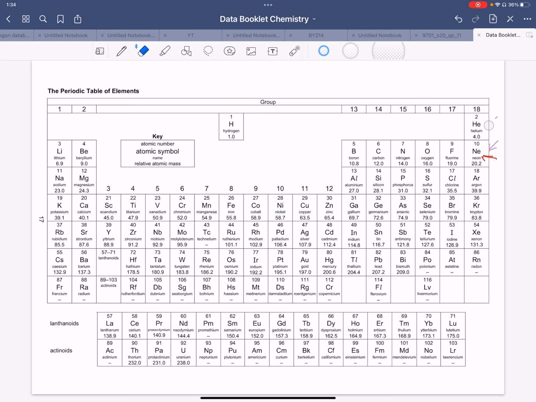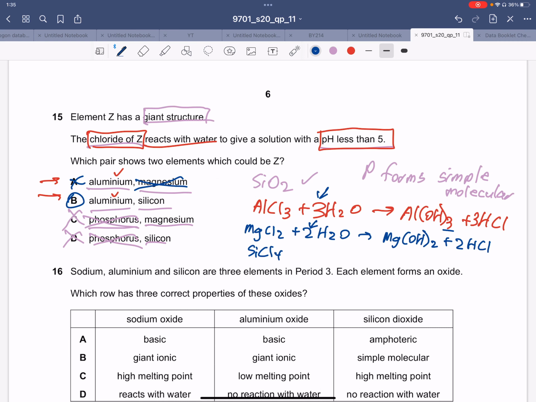Alright, if we look at silicon, it is right here, right below carbon, and we know that carbon has a +4 charge. So it will create SiCl4, because Si will be +4 and Cl is minus, so you'd have to have 4 chlorines. So knowing that, SiCl4 plus water, H2O, will give you silicon dioxide, because silicon dioxide is the compound that forms when you're reacting with water, and then you'd also get HCl, just like the others.